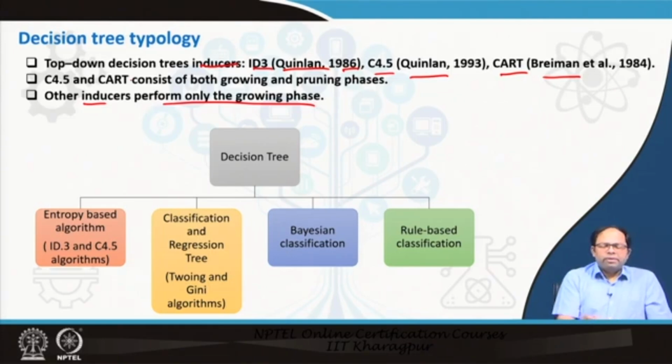When we create a decision tree, it could be built with entropy based algorithms like ID3 and C4.5. These are entropy based algorithms. We can also build it based on Twoing and Gini algorithms, like the one that we just discussed, where we can use the Gini coefficient. Then we can use Bayesian classification, or we can also have rule based classification. That means, based on certain decision rules, we can also divide the tree. So, these are the different ways decision trees could be built.